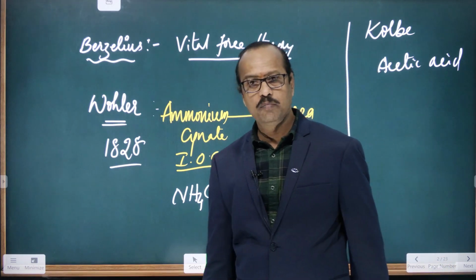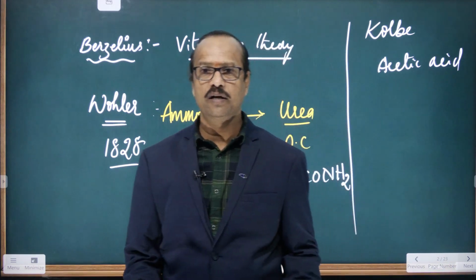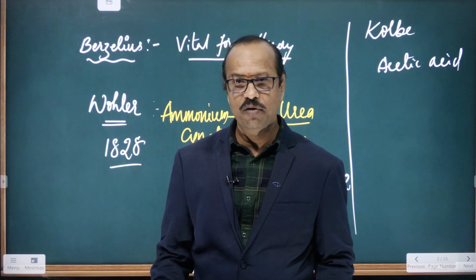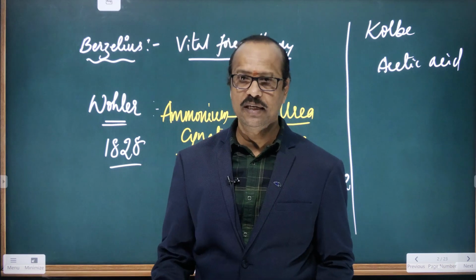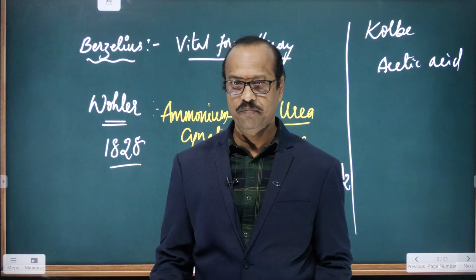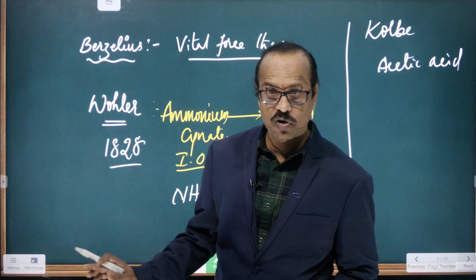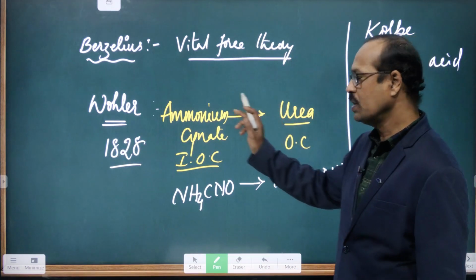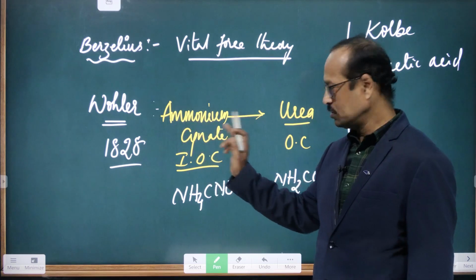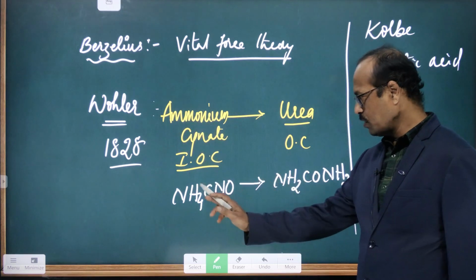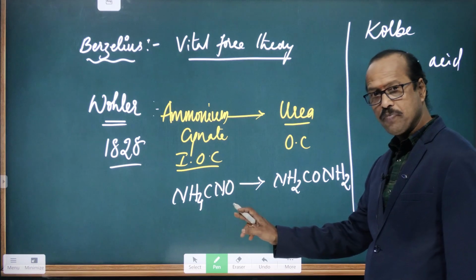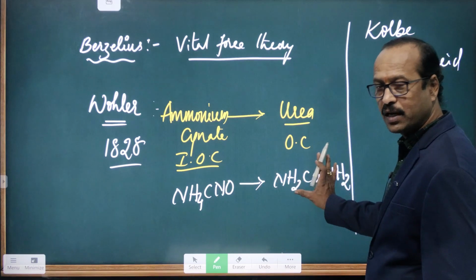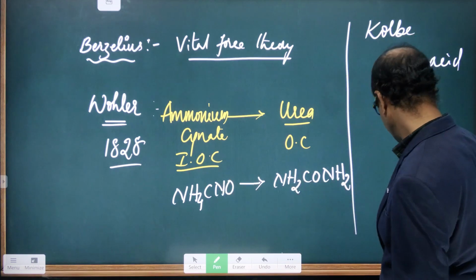According to that, organic compounds cannot be prepared artificially, that is, in the laboratories. To prepare organic compounds, a vital force is required, which is present in living organisms like plants and animals. But this theory was proved wrong by Wöhler by preparing urea, an organic compound, from the inorganic compound ammonium cyanate. Ammonium cyanate is NH4CNO, and urea is NH2CONH2. So this is an organic compound prepared from an inorganic compound.